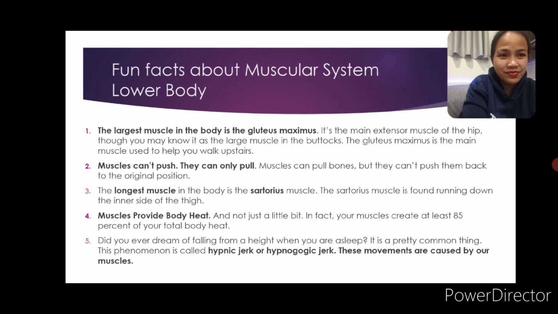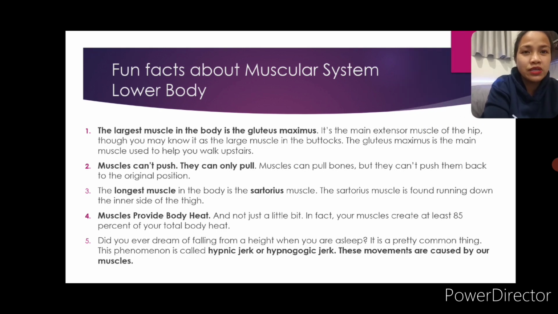Now, let's talk about some fun facts about the muscular system, the lower body. Did you know that the largest muscle in the body is the gluteus maximus? Yes, you heard that right. It's the main extensor muscle of the hip, though you may know it as the large muscle in the buttocks. The gluteus maximus is the main muscle used to help you walk upstairs.